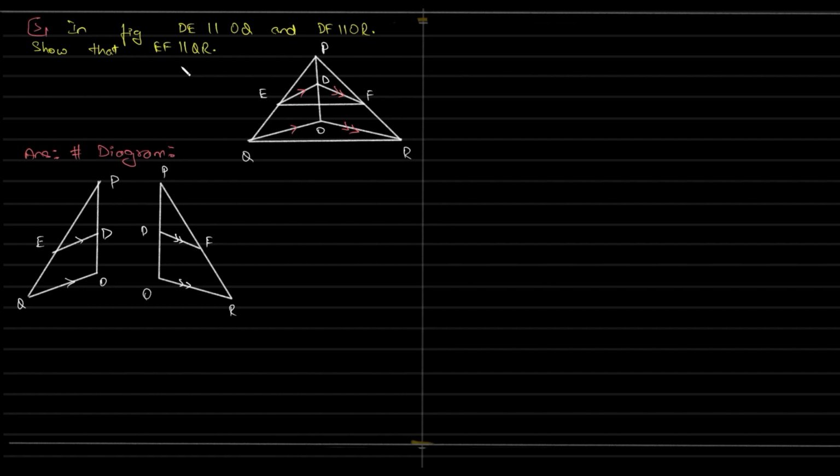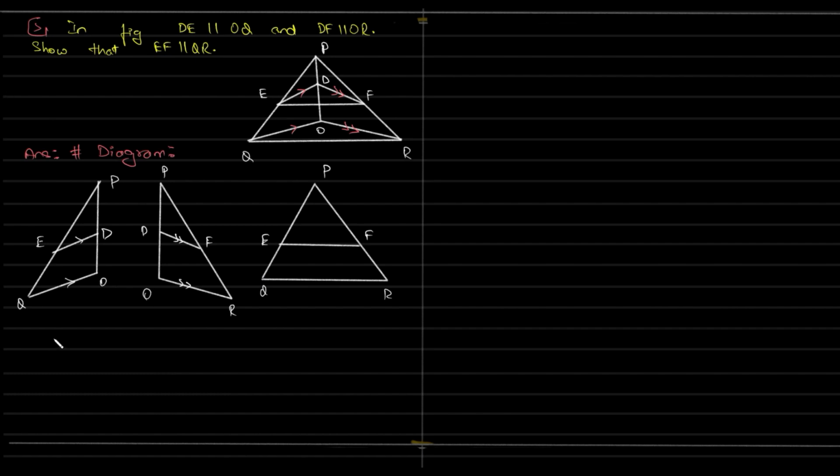And yes, we need to prove this, but let's write it. Say EF is parallel to QR. In which triangle are we looking at? We're looking at triangle PQR, and the side which is parallel to the third side is EF. We have to prove these two are parallel.